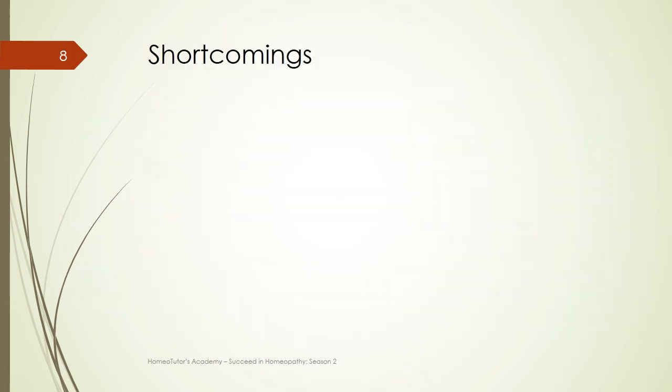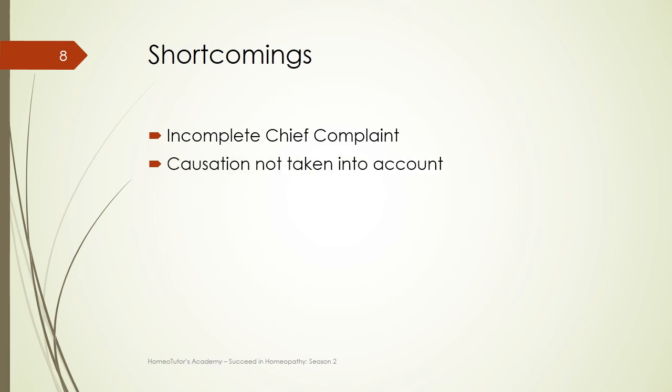Let's now take a look at the shortcomings in the case analysis as presented by the homeopaths who have written up this case. The first shortcoming is that the chief complaint has not been completely addressed. Second, we have a very strong causation which has not been taken into account. Third, the practitioner is apparently not aware of the concept of likelihood ratio, and that is why a number of rubrics and symptoms have been taken to the analysis without weighing them in the light of the statistical chances of likelihood ratio.